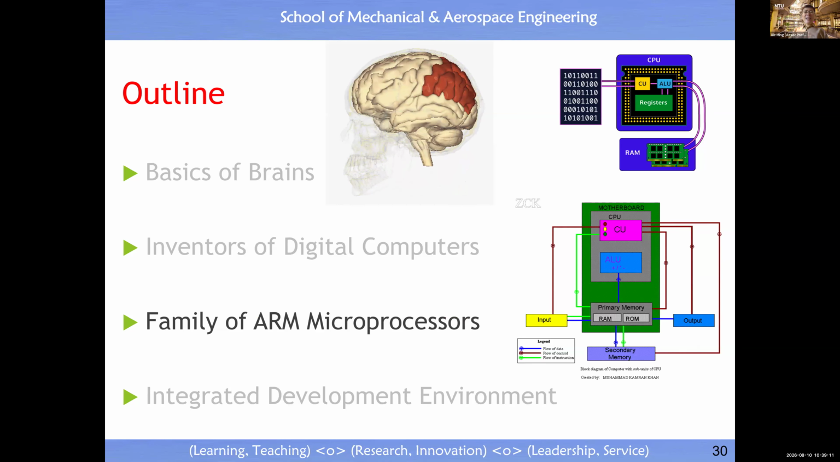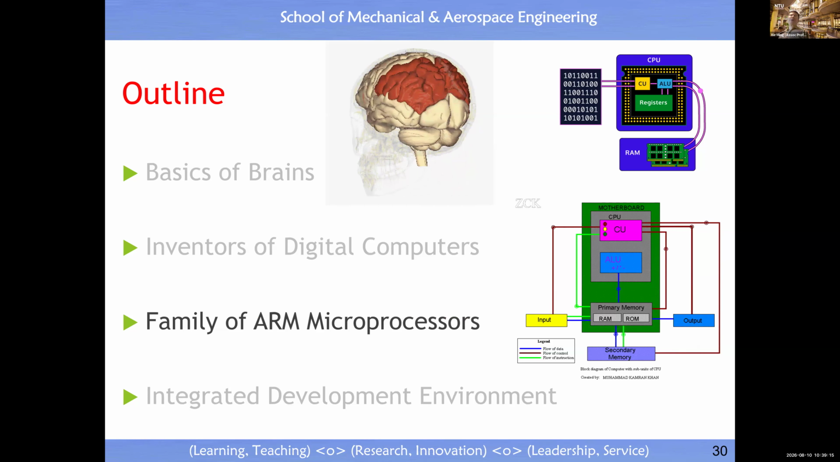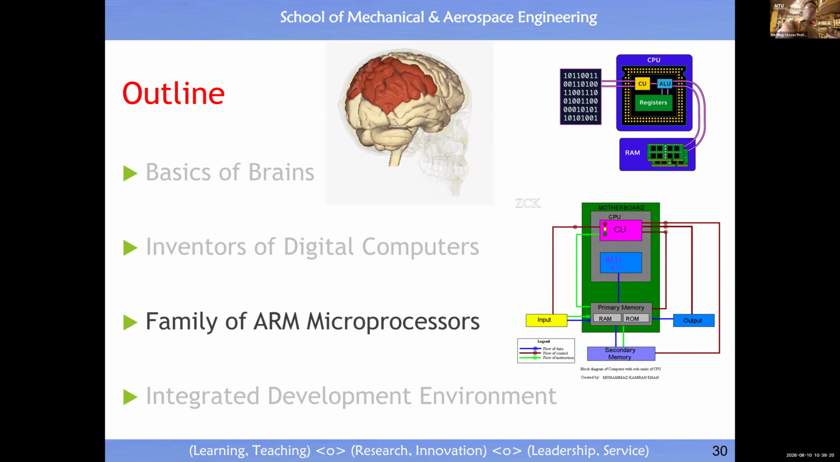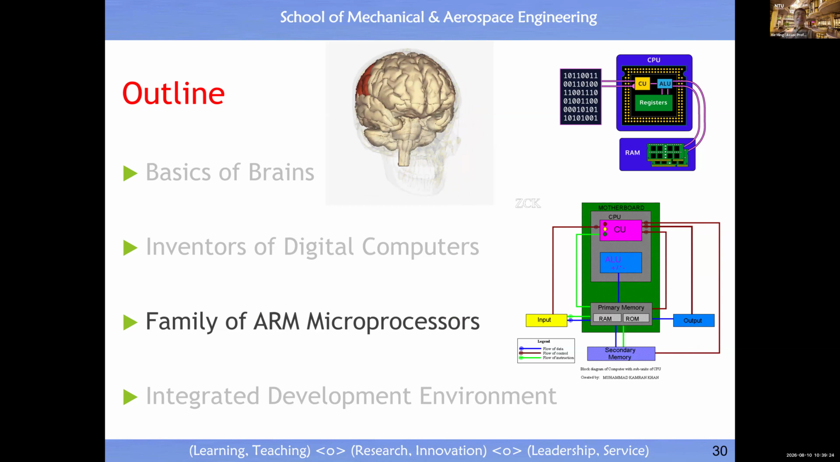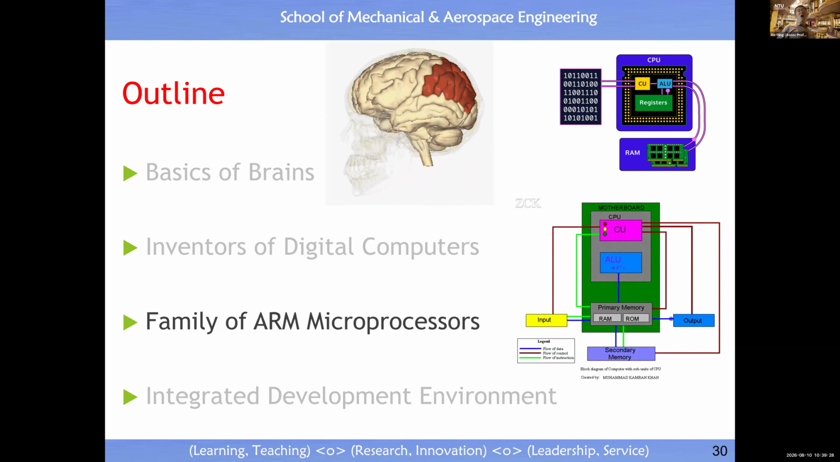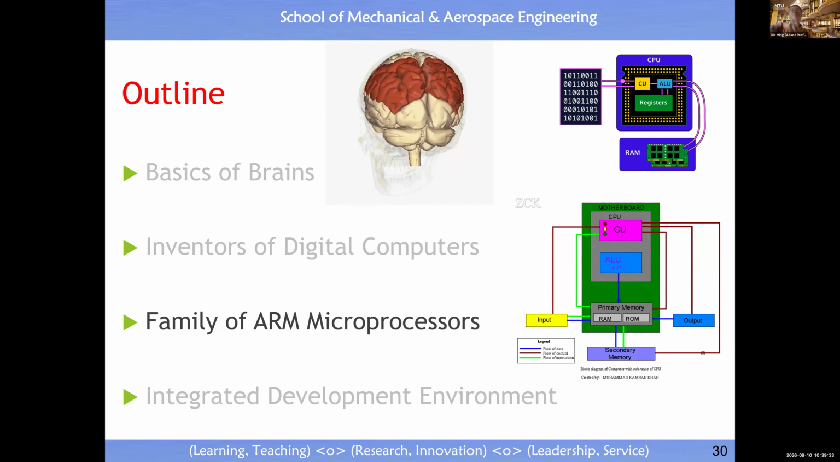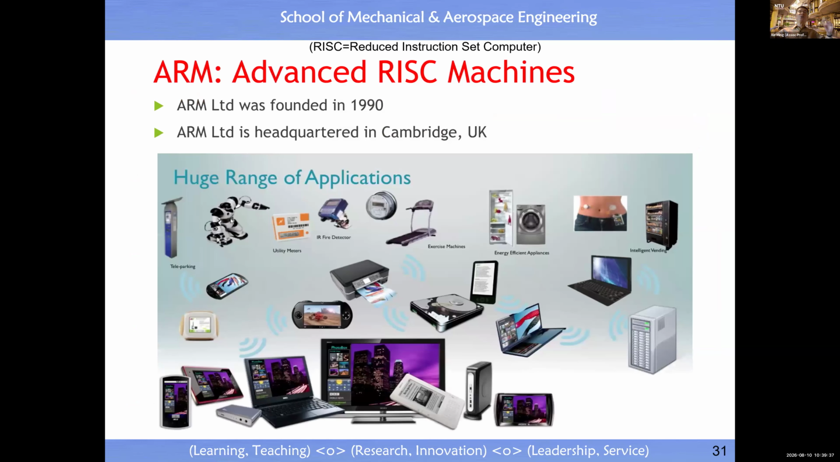Then we zoom in on the hardware which will support us in learning this course. We use the ARM Cortex-M4 to support your study and your hands-on practice. Then you need to know, beyond ARM Cortex-M4, what are the sister and brother processors of ARM Cortex-M4? This is why you need to know the family of ARM microprocessors.